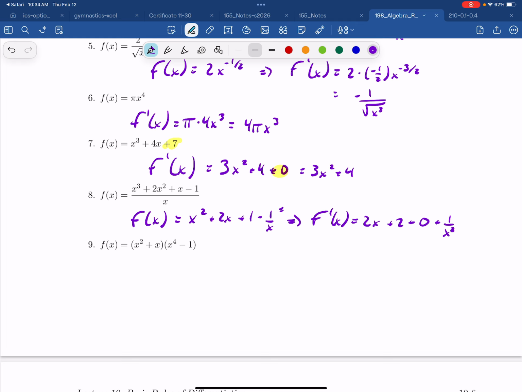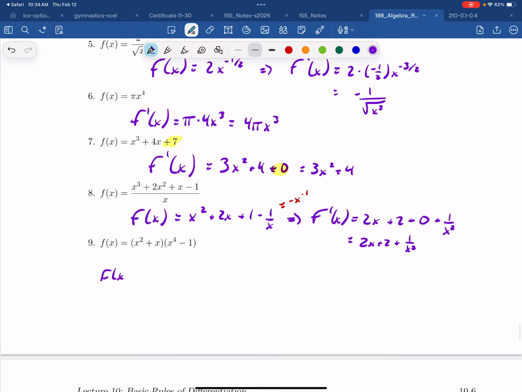Because this is really, let me write this in red over here, negative x to the negative 1, right? So just to rewrite that, 2x plus 2 plus 1 over x squared. All right, and last but not least, there's no shortcut yet.